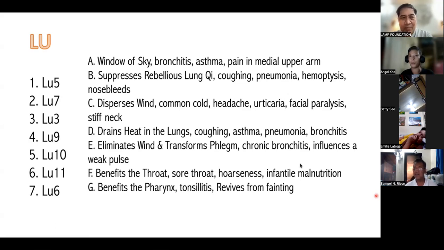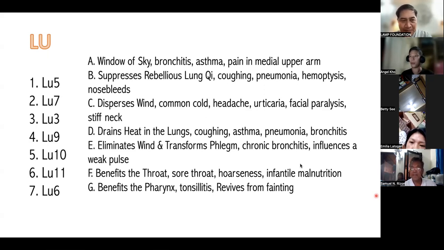So, what's your answer for number 1? Lung 5. For number 1, for Lung 5, my answer is drains heat in the lungs, coughing, asthma, pneumonia, and bronchitis. Okay. Letter D, Doc. Okay, very good. Why? What is the classification of Lung 5? Lung 5, Doc, is a sedation point. It is the water point. Okay, very good.